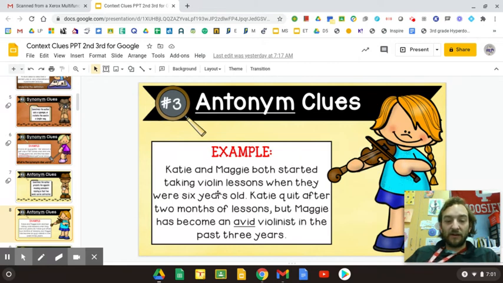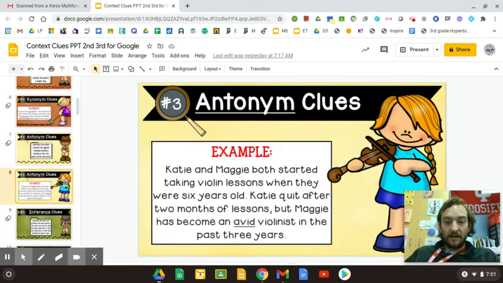Katie and Maggie both started taking violin lessons when they were 6 years old. Katie quit after 2 months of lessons, but Maggie has become an avid violinist. So we see the opposite here: Katie quit, and then Maggie kept going. She's avid. The opposite of quitting would be she's committed to it and will not stop. So that is the antonym.